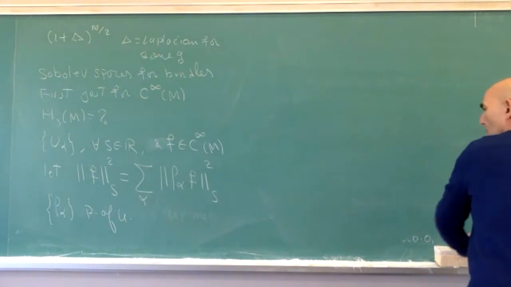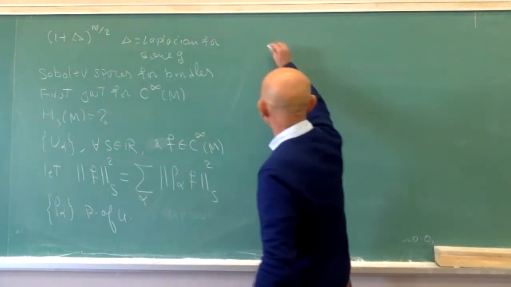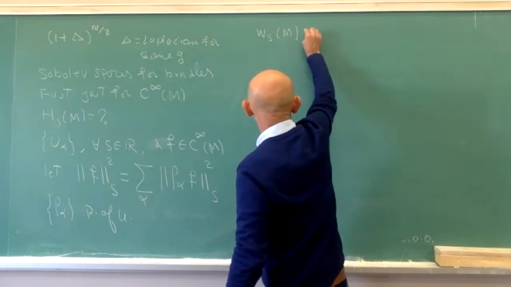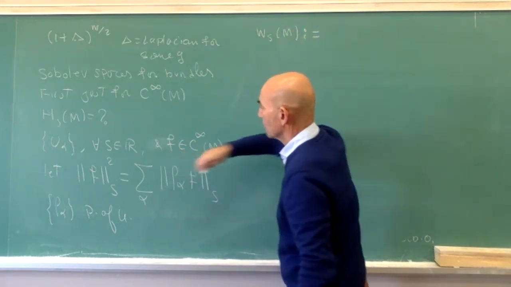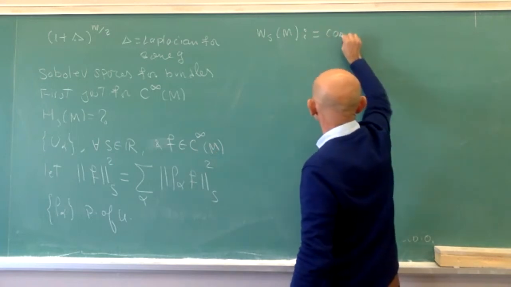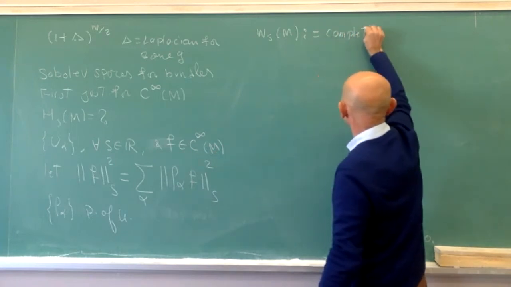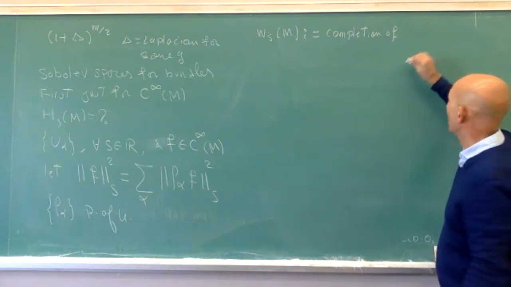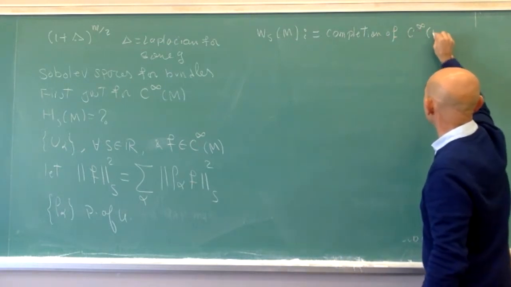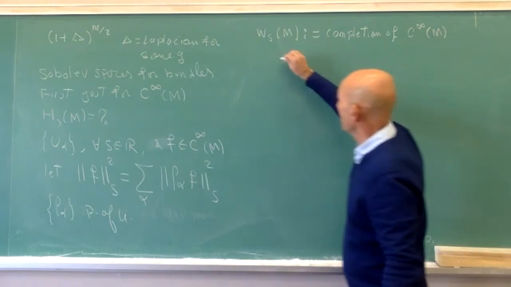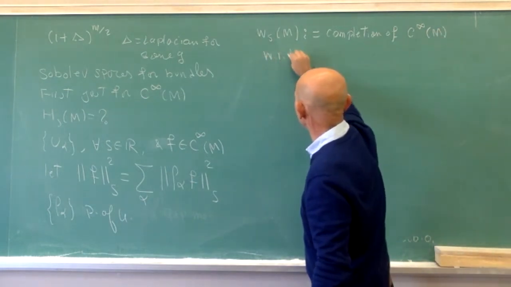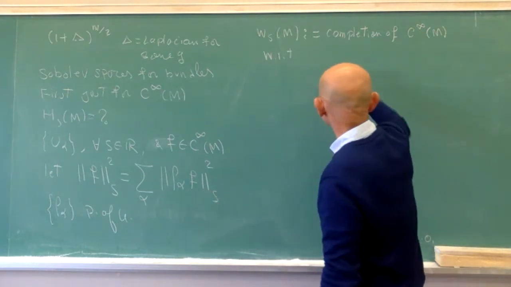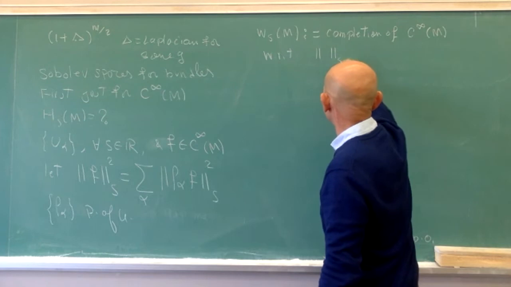So here, that is one definition. So then Ws(n) by definition is the Hilbert space completion of C infinity of M with respect to these norms. This is dependent on the part.